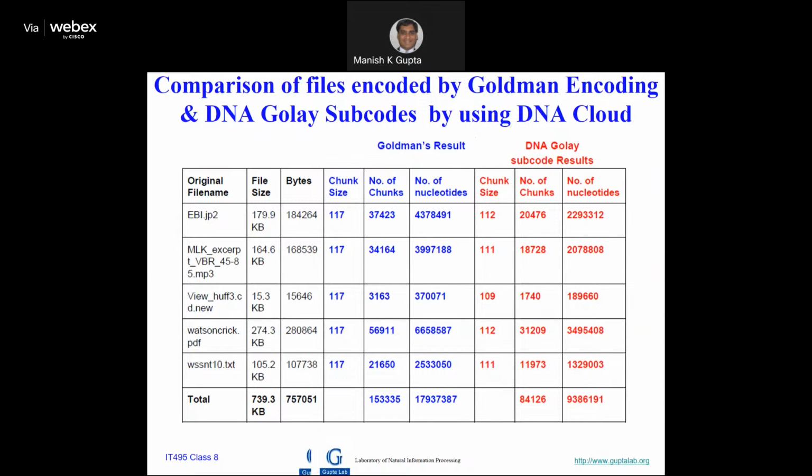And now we can see in that implementation, all these original files which were done by the Goldman scheme, in our case, it is quite low in terms of number of nucleotides or even the number of chunks that are used to store the information, right? So this is better.